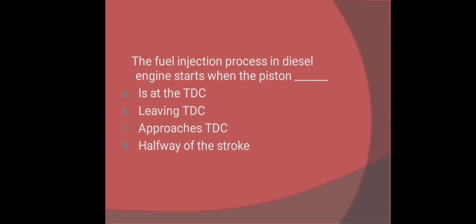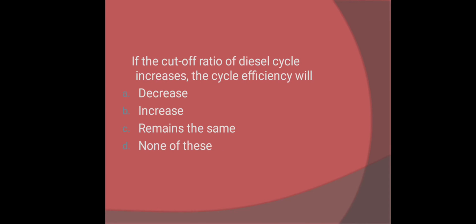Next, the fuel injection process in diesel engine starts when the piston blank approaches TDC or top dead center. Letter C. Next, if the cut-off ratio of diesel cycle increases, the cycle efficiency will blank. Letter A, decrease.